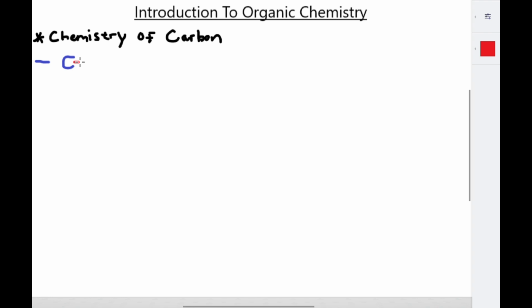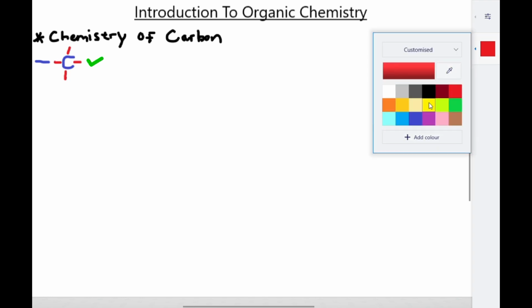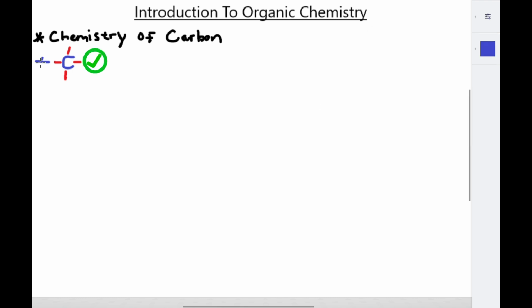Look at these bonds here. 1, 2, 3, 4. That is the first reason why the carbon atom is very important in this topic: it is able to form 4 bonds around it.